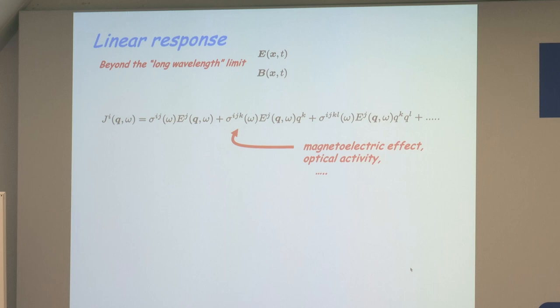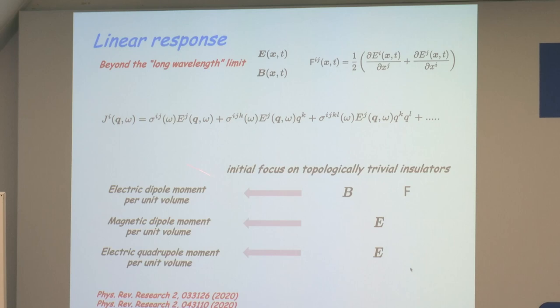And we work this out and keep all the terms. We have to worry about the electric dipole moment per unit volume and how that depends on B, and also the symmetric derivative of the electric field. And we have to worry about the magnetic dipole moment per unit volume, how it depends on E, and the electric quadrupole moment per unit volume, how it depends on E. These are the terms that contribute to this piece. And we included electron spin too.